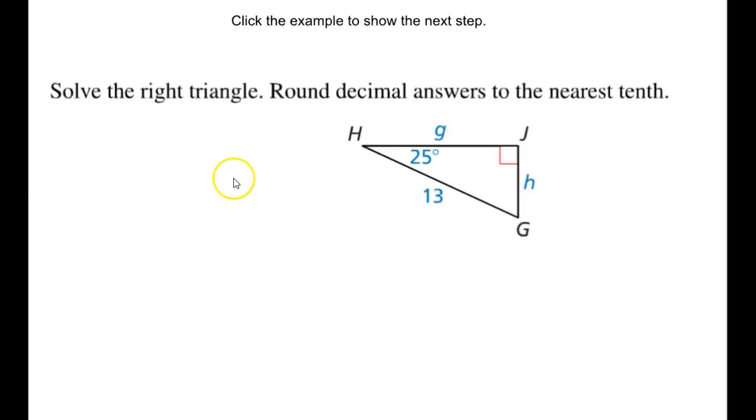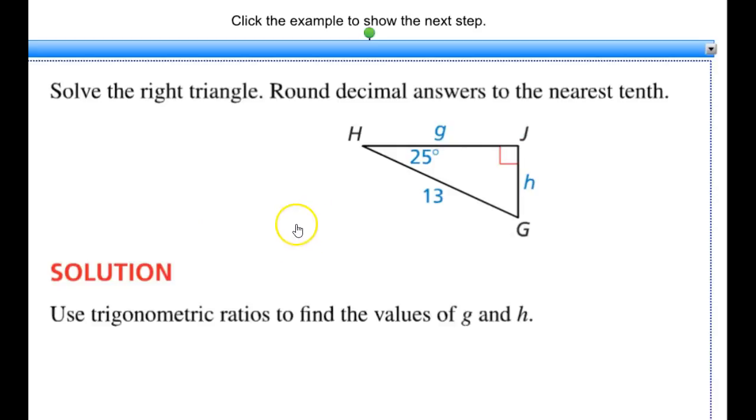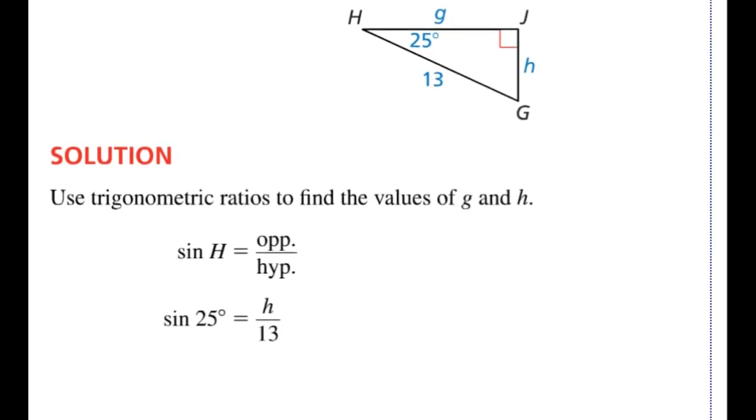So now here's our next example where I'm given one side length and one of the angle measurements, and I have to still solve my right triangle. So in order to do that, I have to find the other two sides and the third angle. So first I want to use my trig ratios to find the value of G and H. So if I'm going to find H first, I know that the sine of my 25 degrees is the opposite over the hypotenuse. So I end up, and then I simplify and substitute what I know.